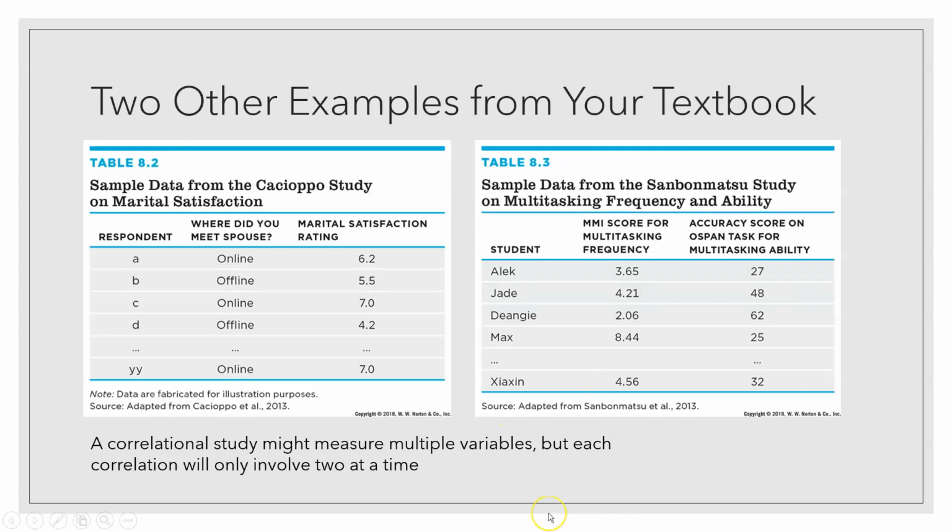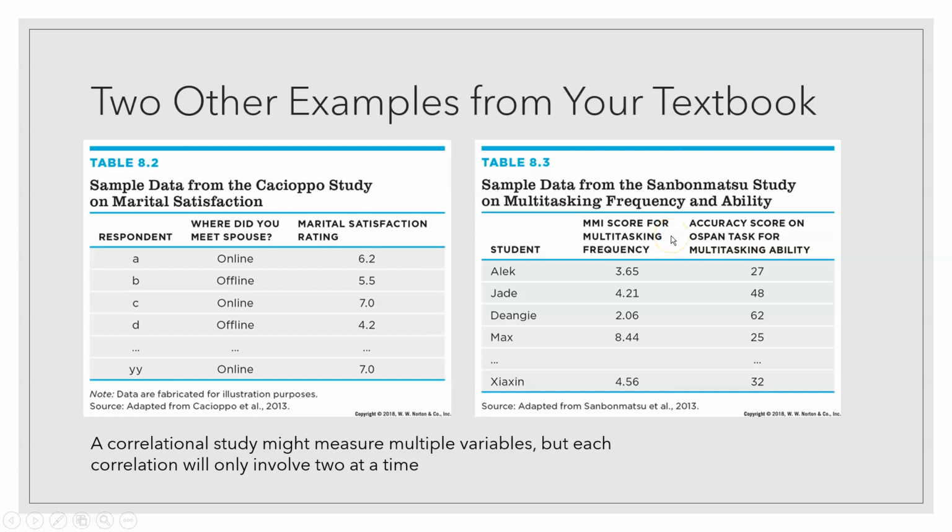Now, I want to be really clear. There are a lot of studies that may be looking at multiple variables, but anytime that we are looking at a correlation, we're only going to be looking at two variables at a time. So a correlational study can look at a lot of different variables, but each correlation is only going to look at two variables. So here is a study by Cacioppo and colleagues in 2013 looking at marital satisfaction. So this is a categorical variable. Where did you meet your spouse, either online or off, and a marital satisfaction rating.